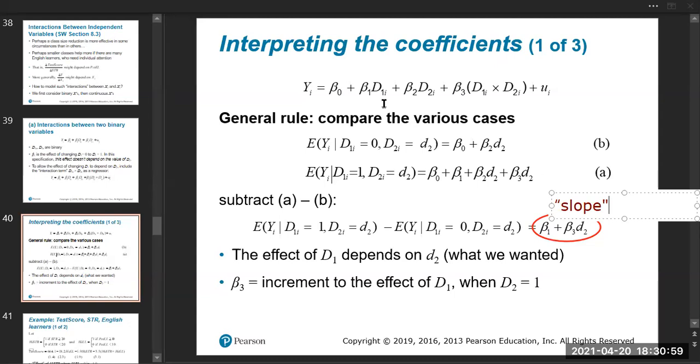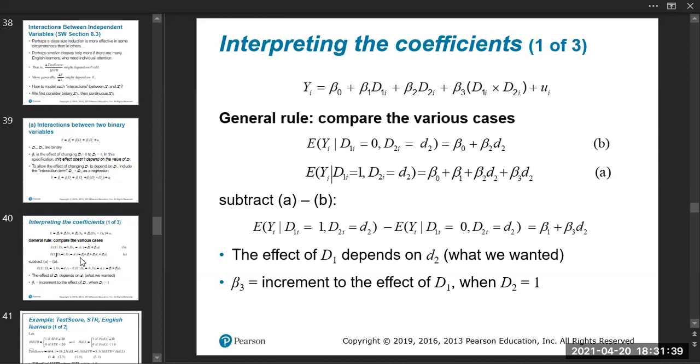So if you change the value of variable d2, the slope is going to change, right? So that means the slope is nonlinear, or the slope is changing with some other value. All right, so that is what we want. So beta 3 is the increment to the effect of D1 when D2 equals 1.